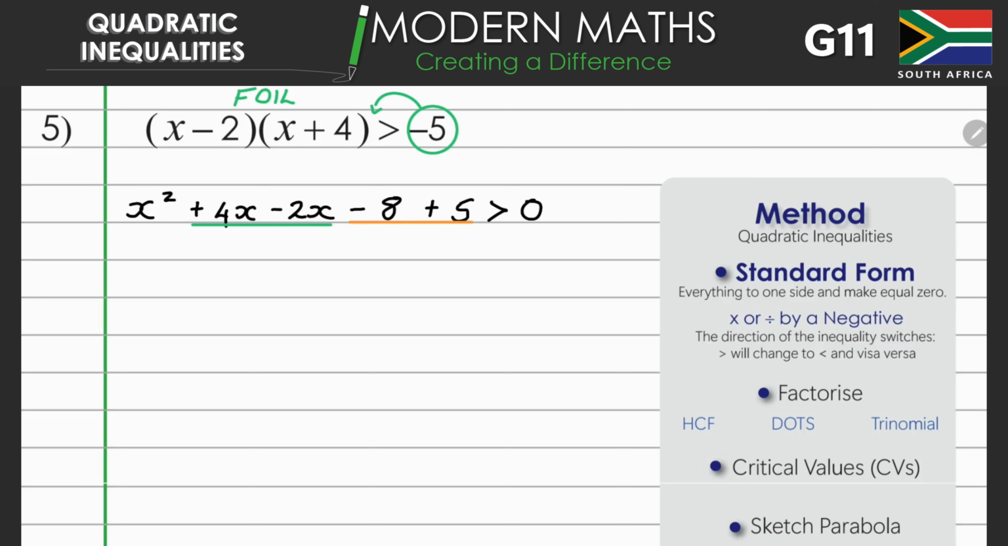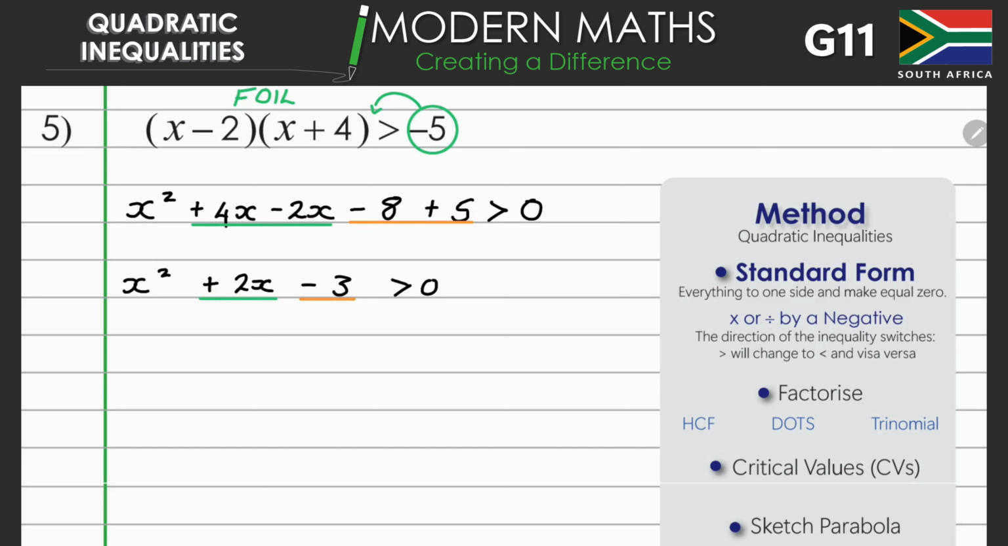So I've highlighted the like terms over there in green and orange. So let's take a sec to simplify those quickly. 4 minus 2 is just positive 2. And -8 plus 5 is -3. Once we do that, we focus on factorizing.